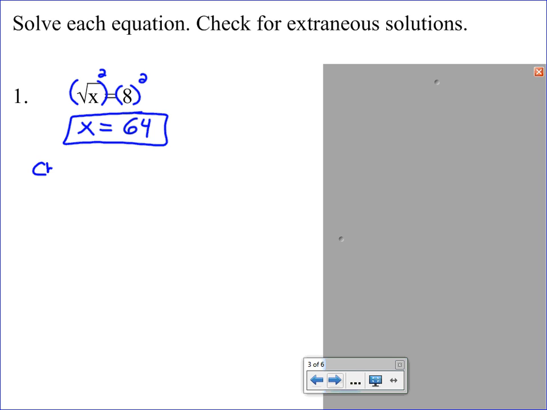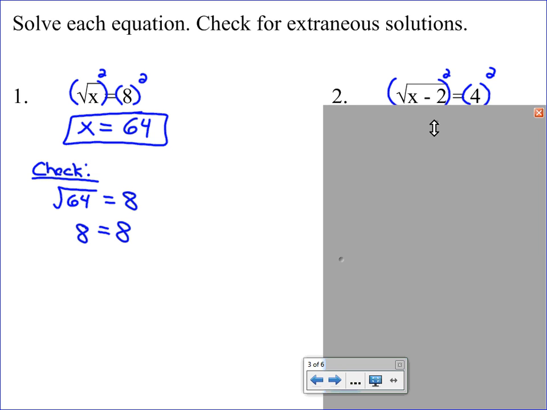We do have to go through the checking process, and you will have to show this on all of your assignments and assessments. We plug the 64 back into the original, so it's the square root of 64 is equal to 8. And then we just evaluate. So the square root of 64 is 8, and 8 is, of course, equal to 8. So that means we don't have to do anything at this point. We get to keep that answer of 64.